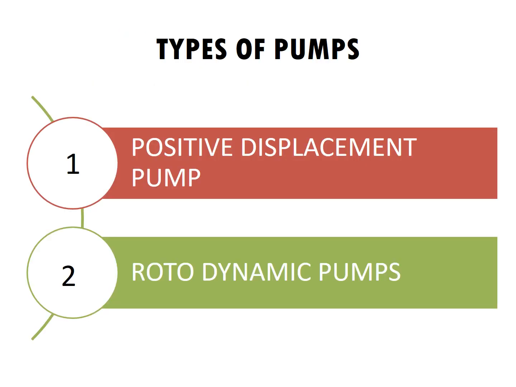So pumps can basically be classified into two types. The first one is the positive displacement pump. The best example of a positive displacement pump is our reciprocating pump, which has a to and fro motion. And the second one is the rotodynamic pump, which is our centrifugal pump. So in this session, we will be looking at rotodynamic pumps, or rather centrifugal pumps, in detail.